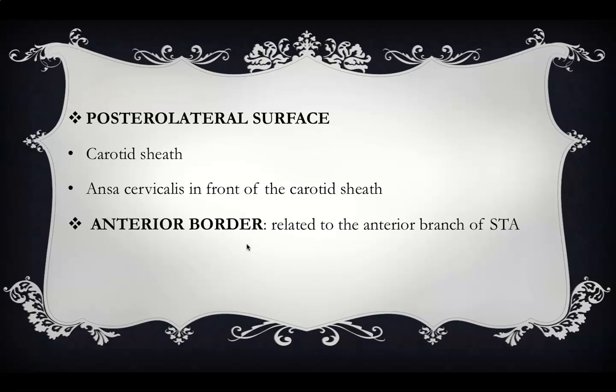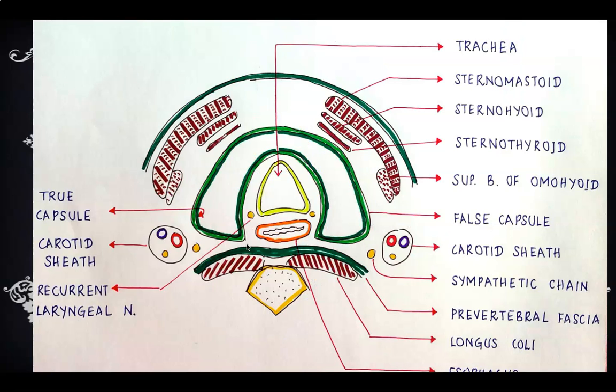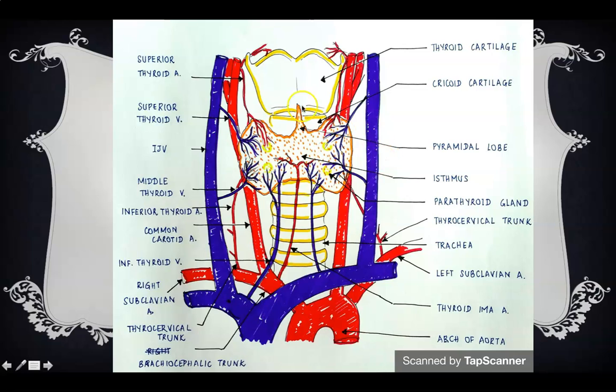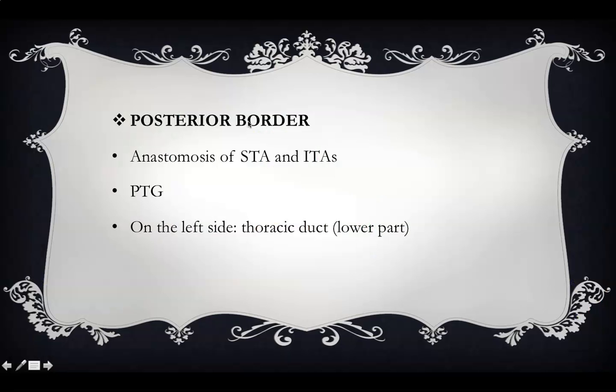Now moving on to the posterolateral surface, we have the carotid sheath and the ansa cervicalis in front of the carotid sheath. So this is the posterolateral surface and this is your carotid sheath here. Now, the anterior border is related to the anterior branch of the superior thyroid artery. Like we can see here, this is the anterior border and this is your superior thyroid artery. Similarly, one branch of the superior thyroid artery goes posteriorly, and it is related to the posterior surface also. So the posterior surface has the anastomosis of the superior thyroid artery and inferior thyroid artery.